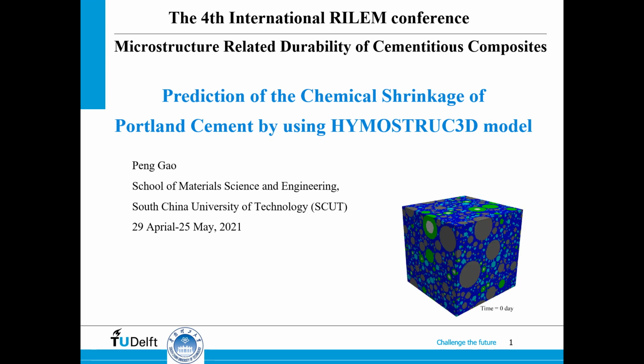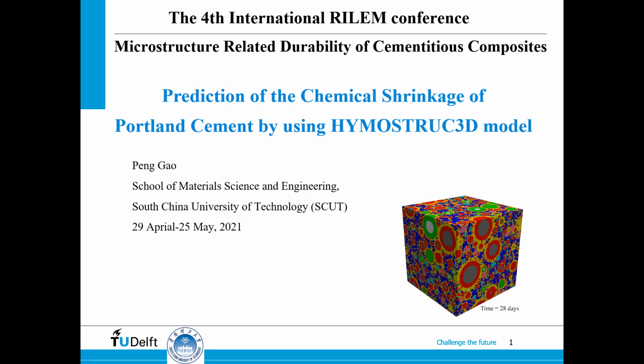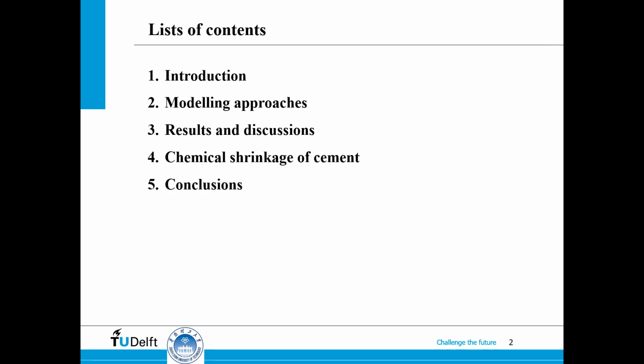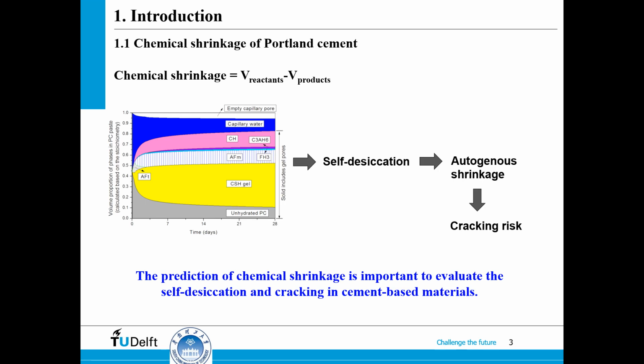The prediction of the chemical shrinkage of potassium cement by using Hammer's 3D model. Here is the list of contents. We have 5 parts. First is the introduction.